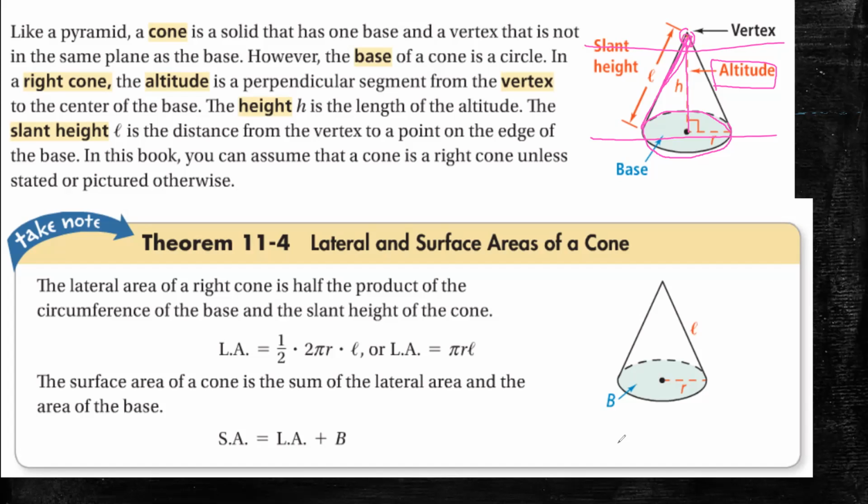Perpendicular from the vertex to the center of the base. Now, the height h is the length of this altitude. The slant height, we name it with L, is the distance from the vertex to a point on the edge of the base. Any point, so it is a line segment that connects between 2 points. What are these 2 points?